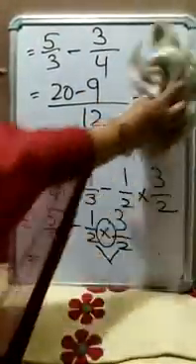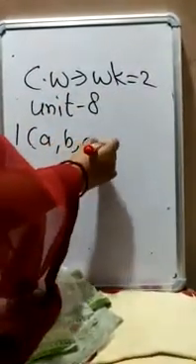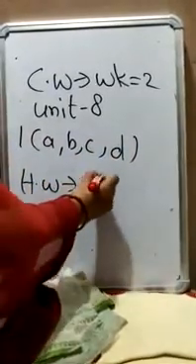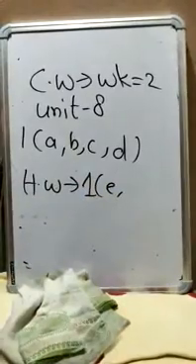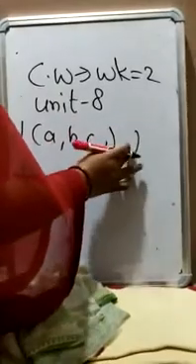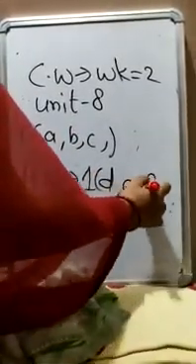So in this way, children, this is your classwork and homework. Your classwork is worksheet number 2, unit number 8, question number 1, A, B, C and D. And homework. Homework is question number 1, A, B, C is your classwork, and D, E and F is your homework.